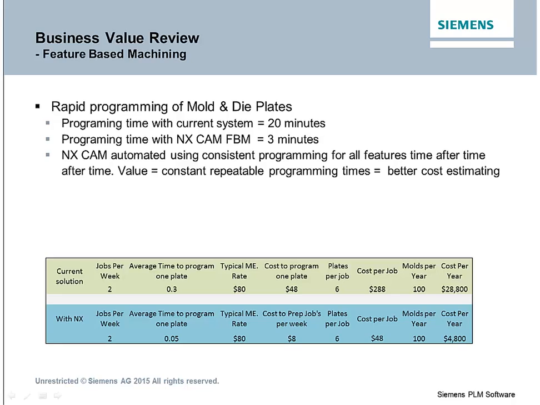Well, it doesn't seem like much in a given time or day, but if we look at that times the number of plates, the number of jobs per week, and again, at a typical rate, we have just a little cost factor chart down there, and from a savings point of view, you're saving almost $22,000 a year just in time programming the part, which is more than enough to pay for the entire 3-axis programming system from NX CAM alone.